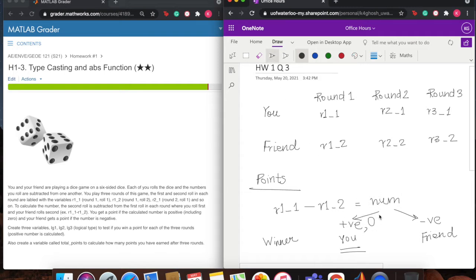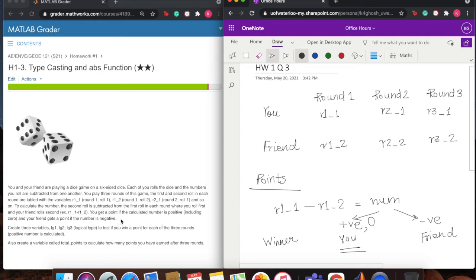So if the number is positive, comma 0, you're the winner, and if the number is negative, your friend is the winner. The premise of the question is basically your roll should have a greater number than your friend's roll. That's the only way this solution, which is num, is going to be positive, right?